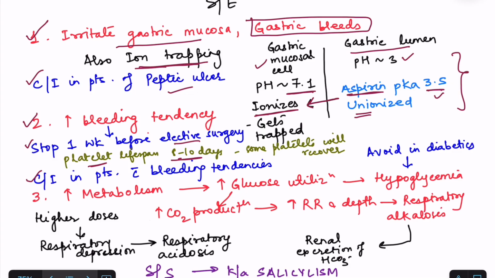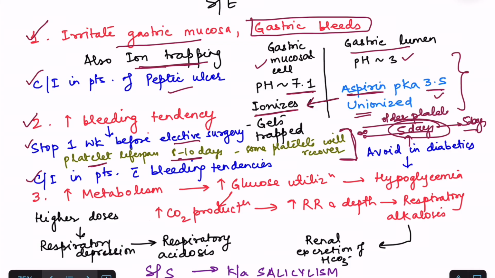See, when you give aspirin, in the circulation we will have some new platelets that have just come into the circulation. There will be some older platelets that have already been in the circulation for, say, 5 days, 4 days. So now when I give aspirin and I stop 1 week before the surgery, these platelets within the next 5 days will be replaced by new platelets. So there will be some newer platelets on which aspirin action is not there, right? So we have to stop this drug at least 1 week before elective surgery.